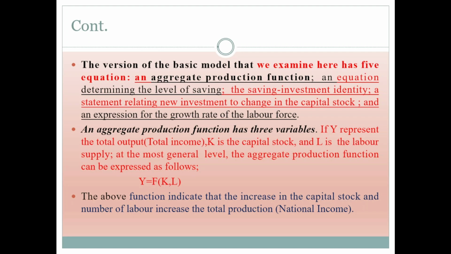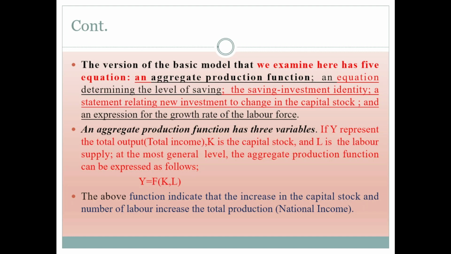Right, so an aggregate production function has three variables. Aggregate production function የመጀመሪያው ማለት ነው ሶስት ቫሪያብሎች አሉት three variables አሉት ለምሳሌ Y አለ K አለ L አለ ማለት ነው. Right, Y አለ K አለ L አለ. Y represent total output ወይም total income ነው K ደግሞ capital stock ነው በሌሎችም እንደምናውቀው L ማለት ደግሞ labor supply ነው.